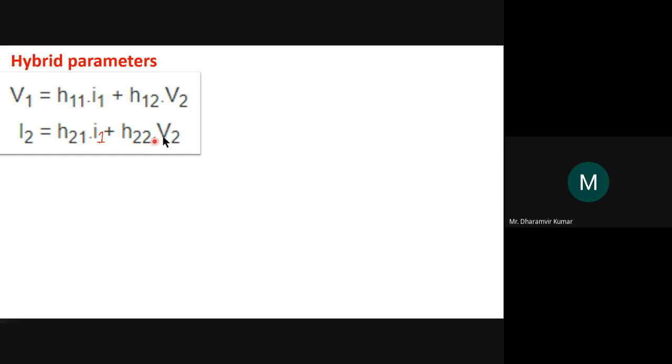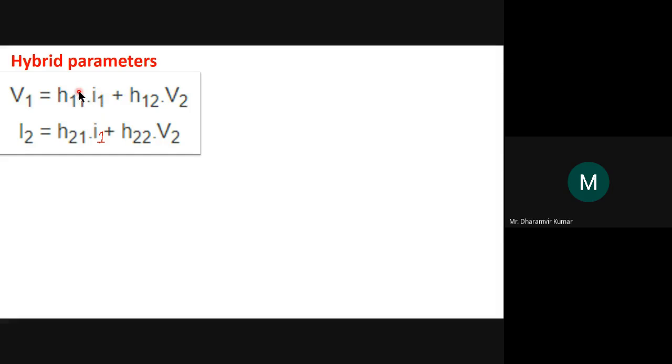Also when V2 is 0, H21 becomes I2 by I1. So H21 is I2 by I1, that is output current by input current, the forward current gain, given that output is shorted. Similarly, when we assume that I1 is 0, that is input current is 0, it means the input side is open circuited.